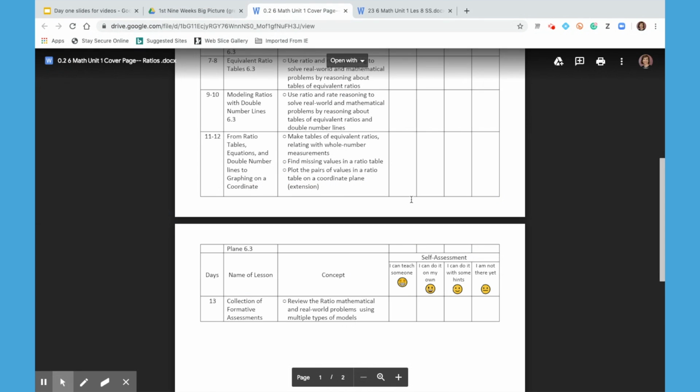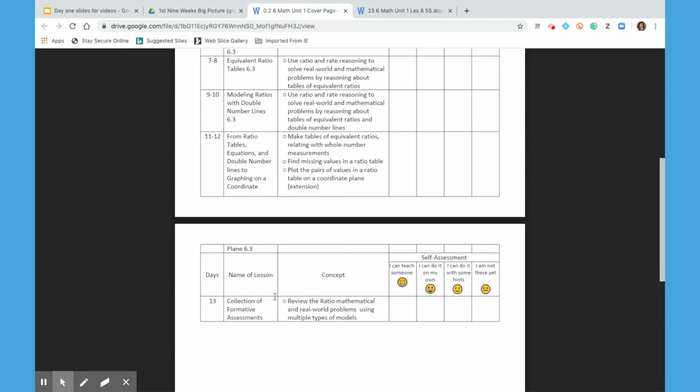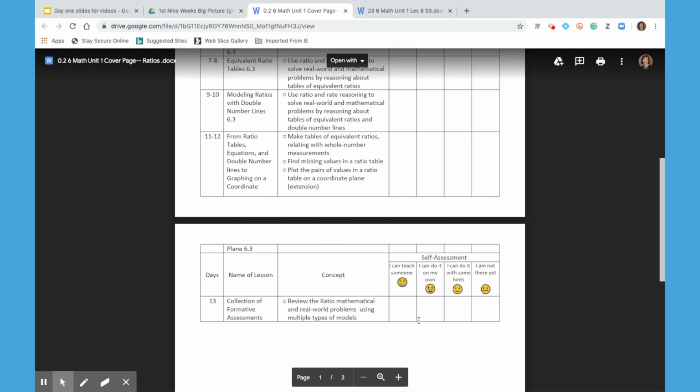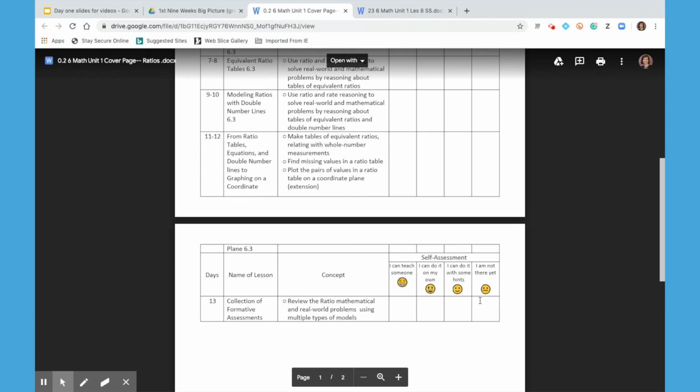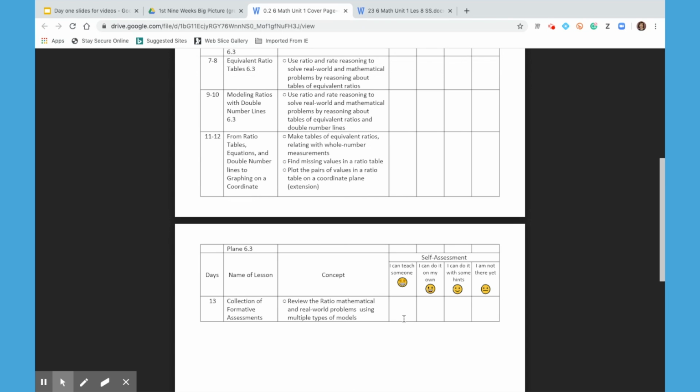The next is the cover page or simplified scale. We want students on that concept to review the ratio, mathematical, and real-world problems using multiple types of models. One thing that's nice with this simplified scale is you copy and put this in their math journal or a binder or folder, however you organize your classroom, and students have it and they check off at the end of the lesson where they feel like they are, and they're able to actually self-assess themselves.